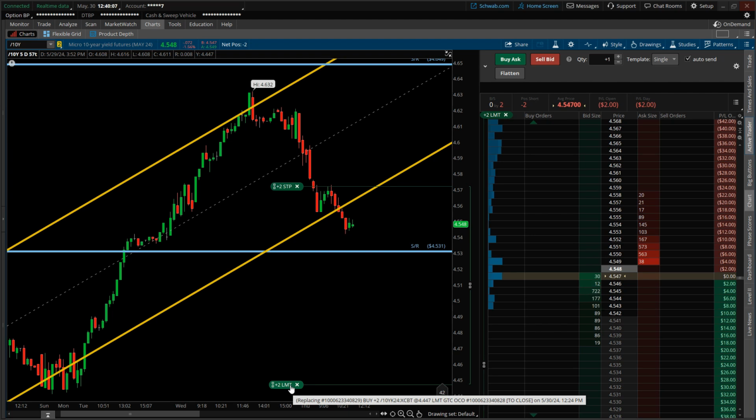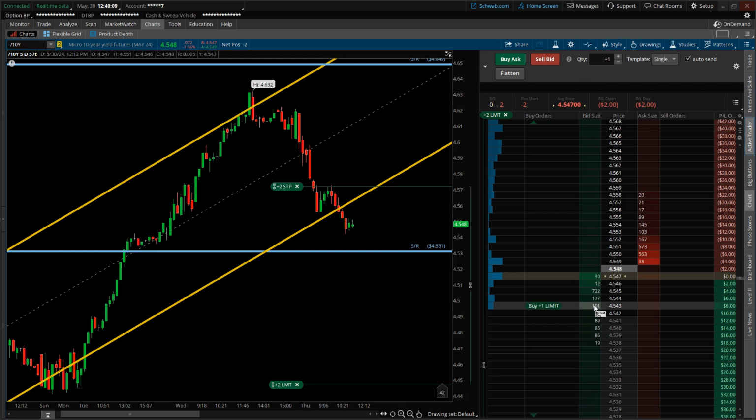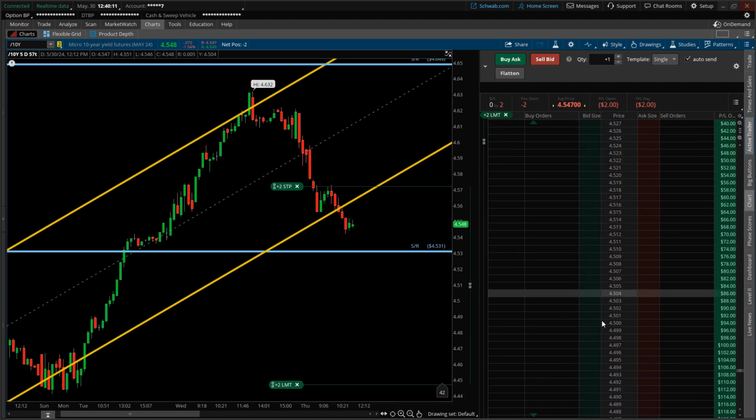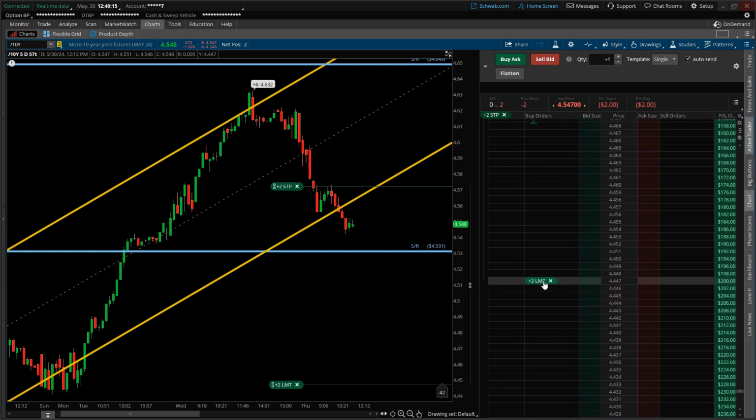which is sitting at 4.447, and that equates to a $200 take profit potential. So it's sitting right here. Here's my limit order sitting at 4.447, which equates to a $200 profit potential. So essentially, I'm risking $50 to make $200. So that's a 1-to-4 risk to reward.